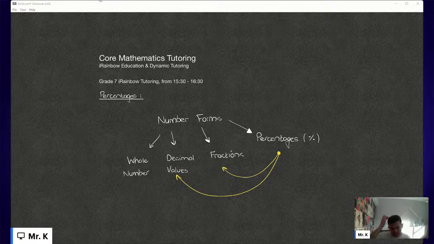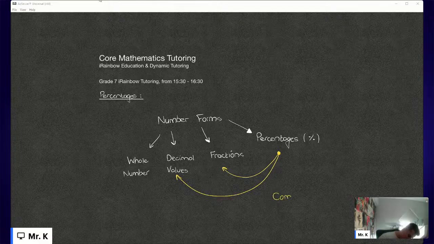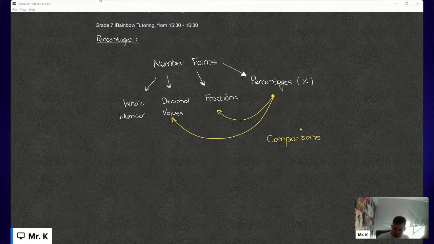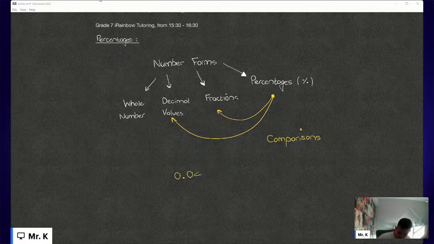But with that being said, not only do we need to be able to convert them in between these other two number forms, in as well as percentages, we've got to be able to make comparisons too, right? Using our ability to convert between these different number forms. So, for example, grade sevens, we could compare the values 0.04 and 40%, right?